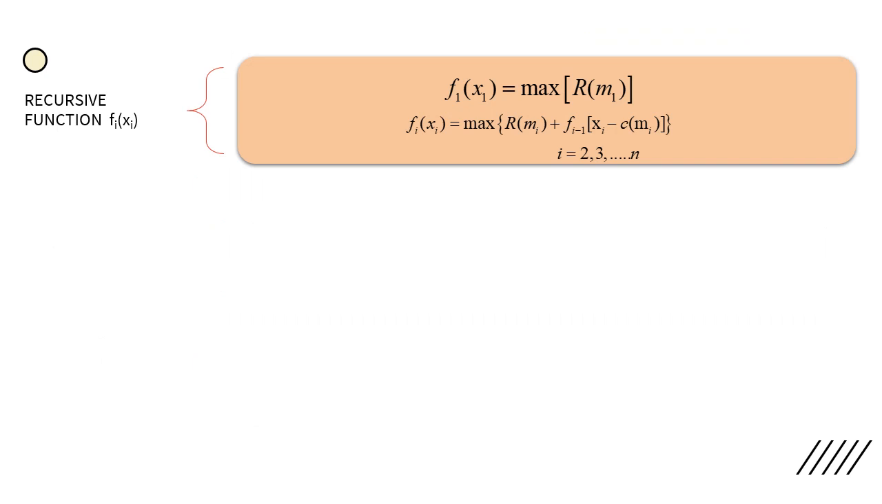Here, the recursive function we call f1(x1) is equal to the maximum of r(m1), which means, if I want to solve a problem which is related to maximization, we use maximum. So when you go for maximum, for the next stage, it will be the maximum of R1, along with the other relations with respect to that current stage. So this has to be continued. This is what we call a cumulative recursive function.